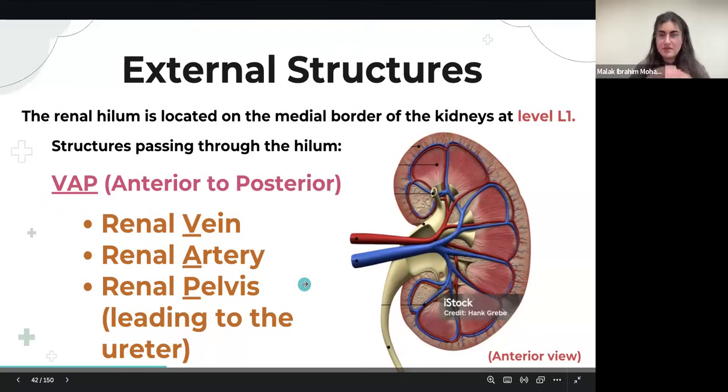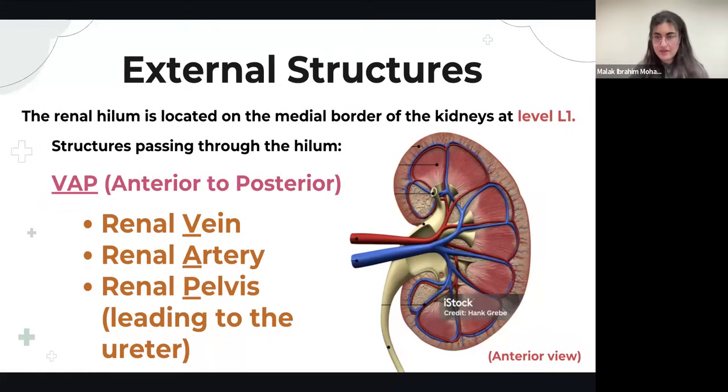So the renal hilum is basically located on the medial border of the kidneys, and this is at level L1. And the structures passing through this hilum, the mnemonic for it is VAP. So this is from anterior to posterior. Anterior to posterior, please remember this. So you will start with the renal vein. So this is the most anterior structure that enters the hilum. Then you have your renal artery, which is in between, and then you have your renal pelvis.